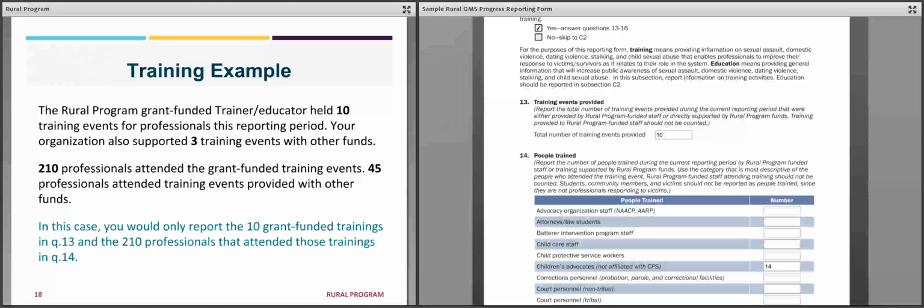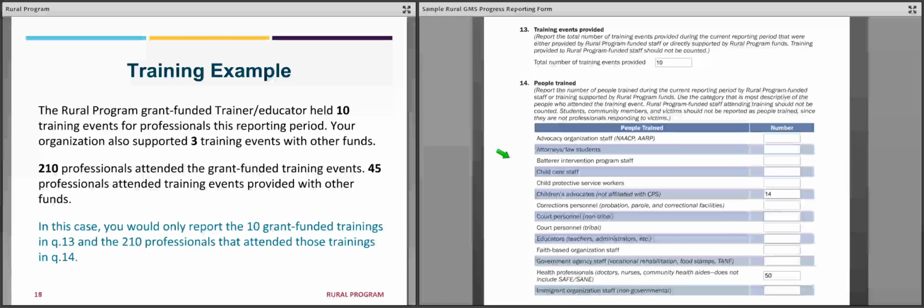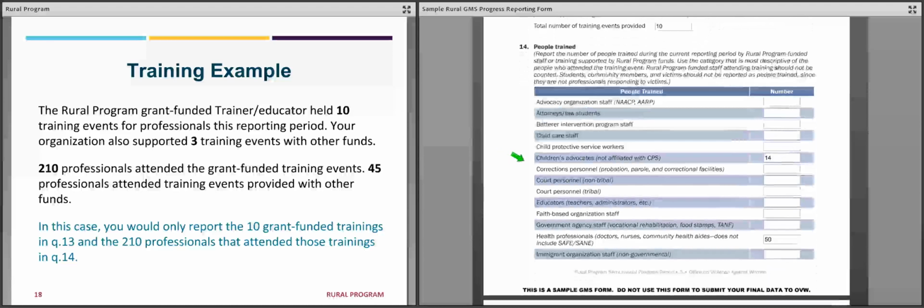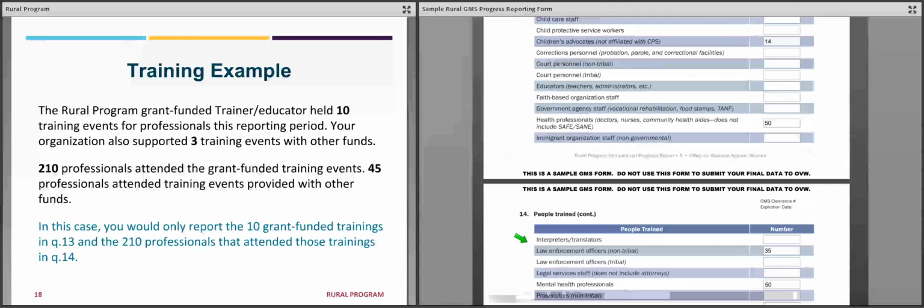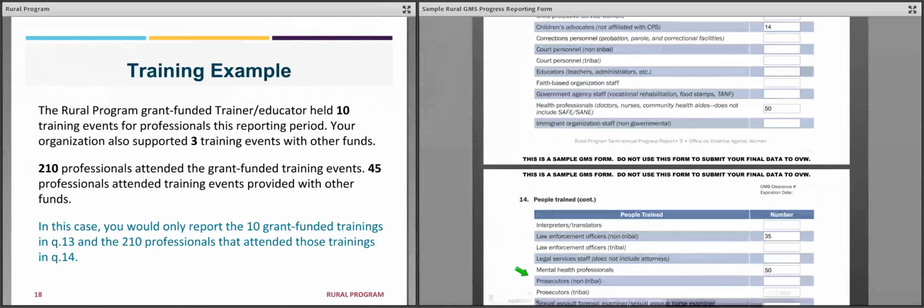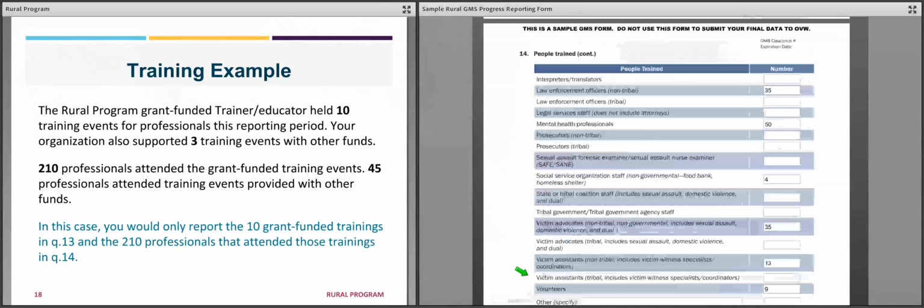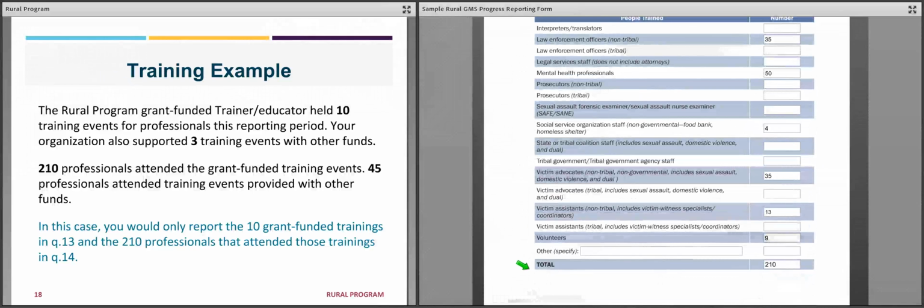So in this case, you would only report the 10 grant-funded trainings in question 13 that were supported using rural funds. So here in this box, you would report 10. And then in question 14, you would report those 210 professionals that attended the grant-funded training events reported in question 13. And you would report them by discipline. So here in my example, I have some children's advocates, health professionals, law enforcement officers, mental health professionals, and so forth, to give me a total of 210.